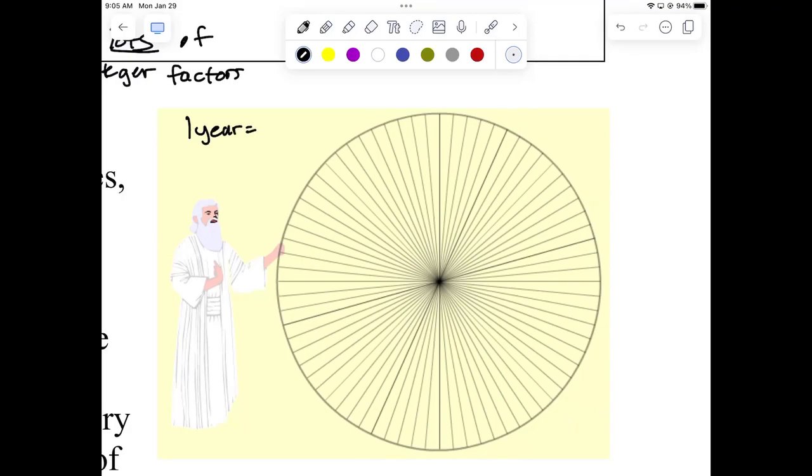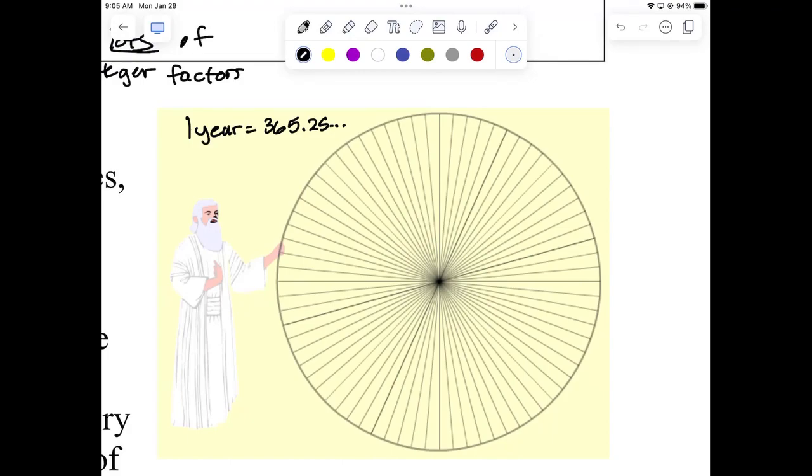1 year is how many days? We know it's 365.25 something, right? This is a leap year, by the way. 2024 is a leap year. So we get an extra day in February. Hooray. But yeah, it just so happened that every 360 days or so, the seasons started repeating, right?